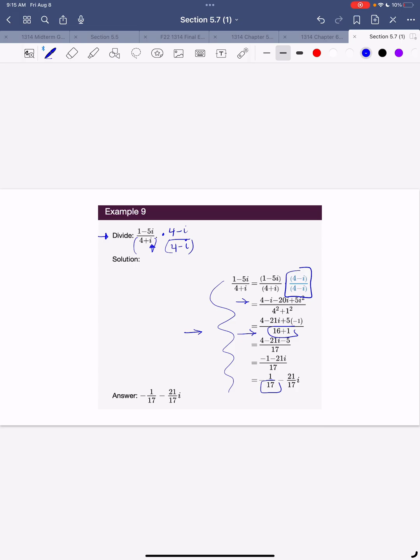So all we're left with is negative 1/17 minus 21/17 i. And it's always formal as well that we write our real component first, and then we do our complex component after.